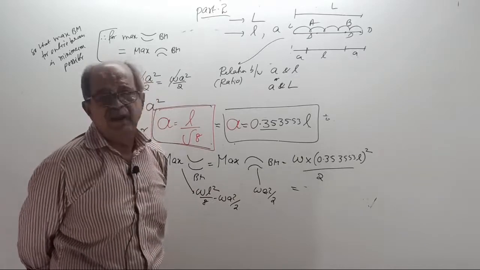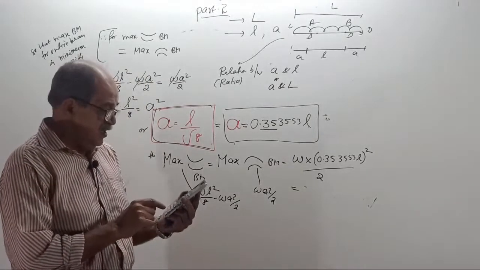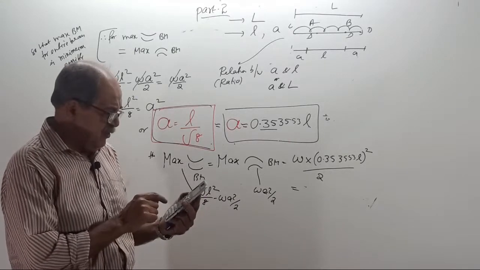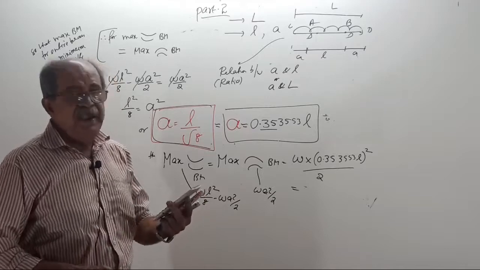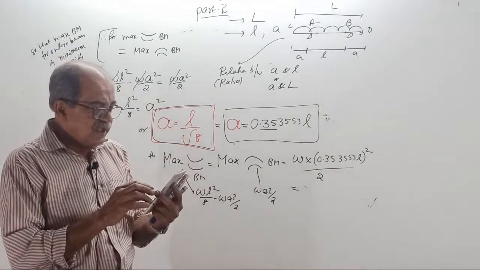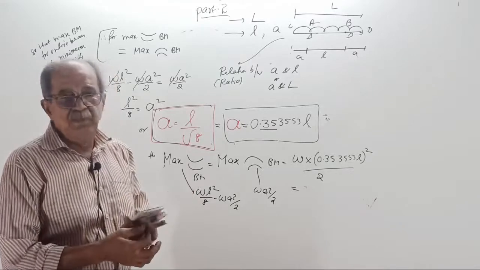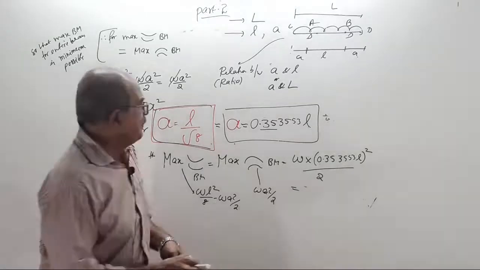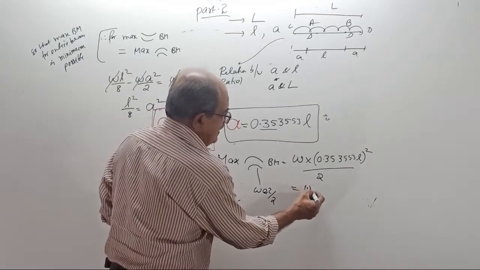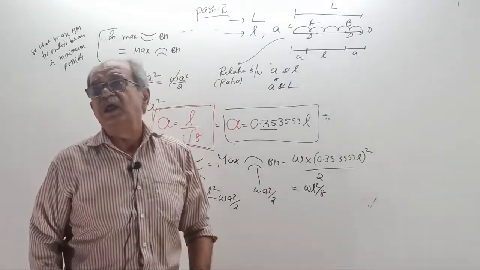0.353553 square divided by 2. What is the number? 0.0624. If you take reciprocal, it will come WL square by 16. Correct? It will come WL square by 16. That is half of WL square by 8.